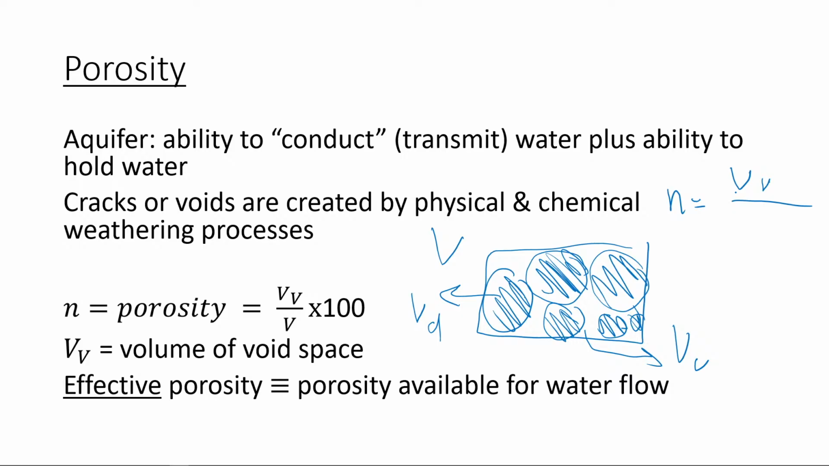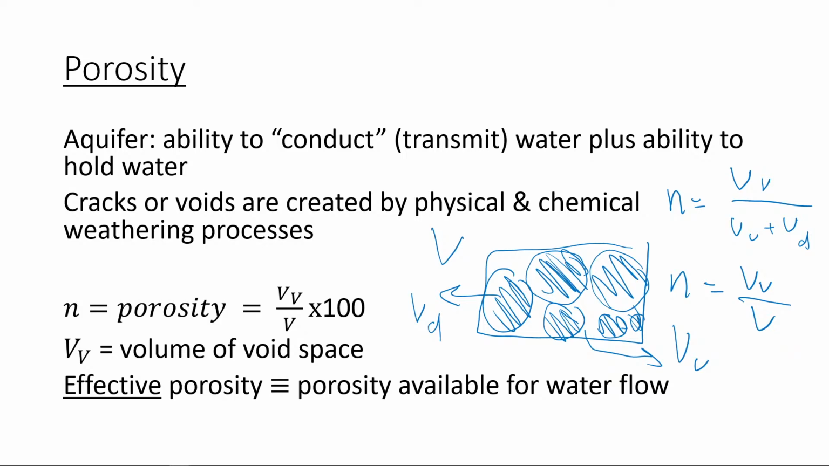What would be the total volume? The total volume would be the volume of void plus the volume of solid. Yeah, that would be the total volume. So n is equal to the volume of void over the total volume. But what is effective porosity?